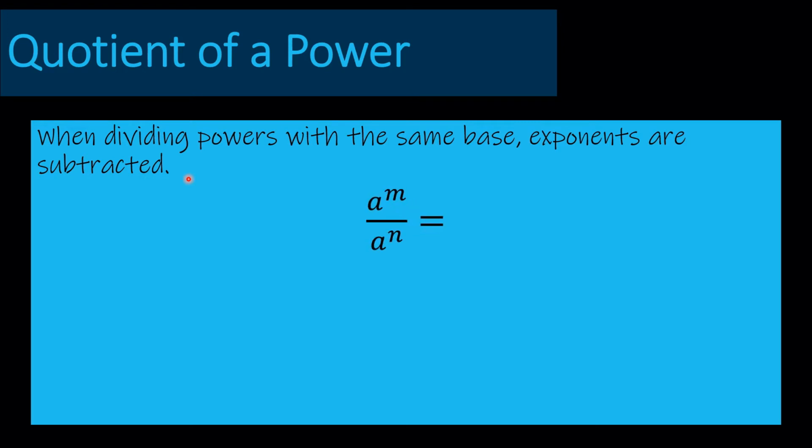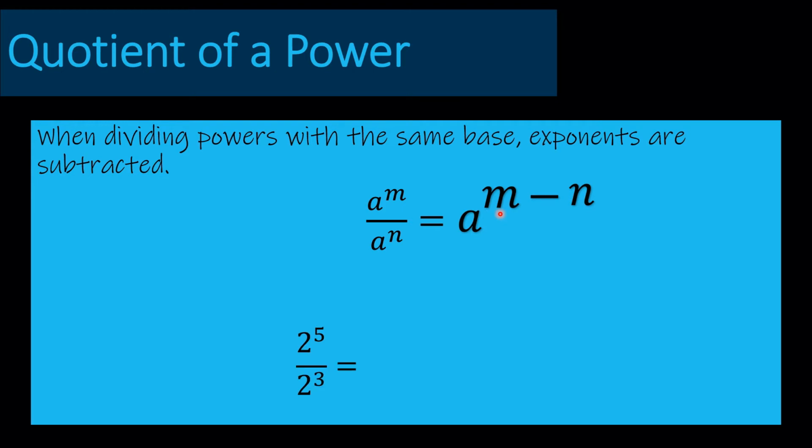Okay, we have a to the power of m over a to the power of n. Again, observe that in order to apply these laws of exponent, the bases should be the same. If the bases are not the same, then we cannot apply these laws of exponent that we are talking about. So again, applying the law, we are just going to copy the base and then subtract the exponents, m minus n. So that is quotient of a power.